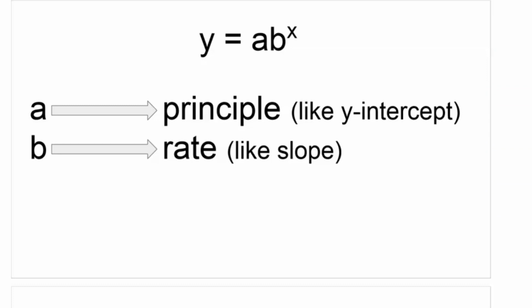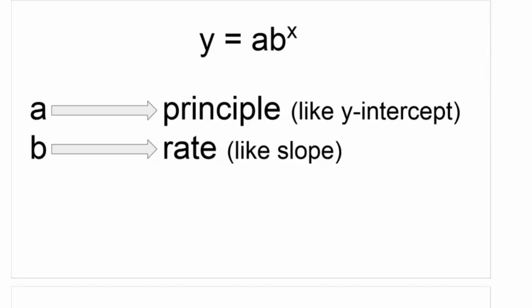So in the exponential equation, y equals a times b to the power of x, the a is what we call the principal. And you can think about that like the y-intercept. It is the y-intercept, but we call it the principal, and then the b is the rate. And you can kind of think about that like slope. So in a linear equation, the slope is the number that we're adding every time, right? And so in the exponential equation, we call it a rate because instead of adding the same number every time, we're multiplying the same number every time. So b would be the number that we are multiplying by.